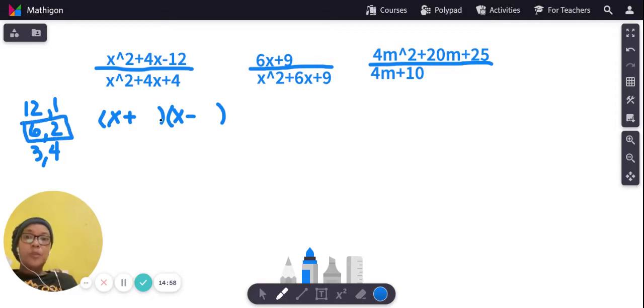But, where will you put 6 and 2 here? So, easy. If your middle term is positive, your higher factor will be put here. Remember that. Once you get the factors, look at the sign. Positive, so that is where you put the higher value. If you check that, multiply this, 6x, and this, negative 2x, then you add them, it will give you positive 4x. Okay, so that will be your factor.